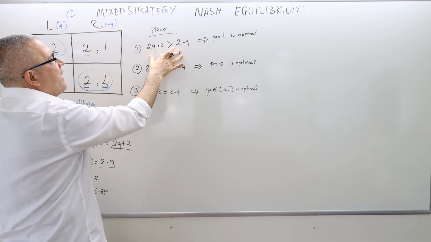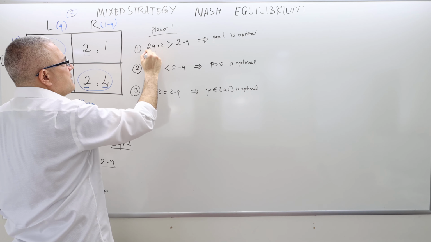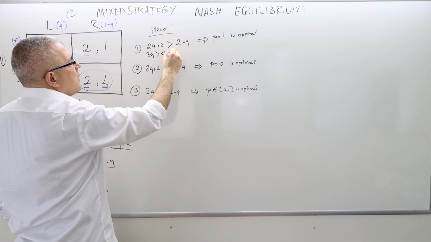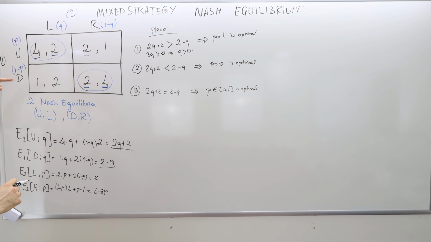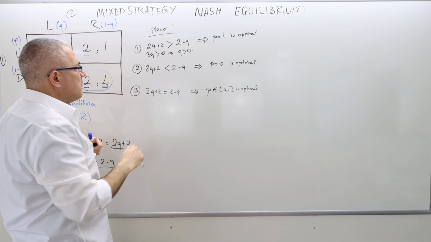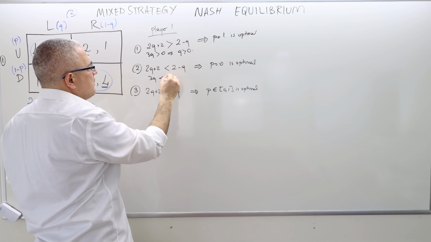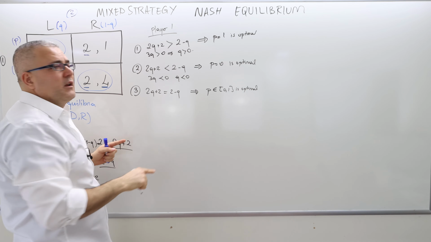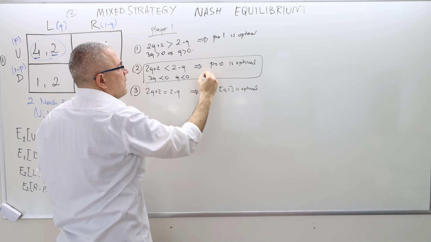So when is this true? Let's solve this inequality. Subtracting 2 minus Q, here it's going to be 3Q, and this is going to be greater than 0. So Q is greater than 0. Whenever Q is greater than 0, P equals 1 is optimal. Good. What about the other case? 3Q less than 0, so Q is less than 0. Well, this will never happen, by the way.